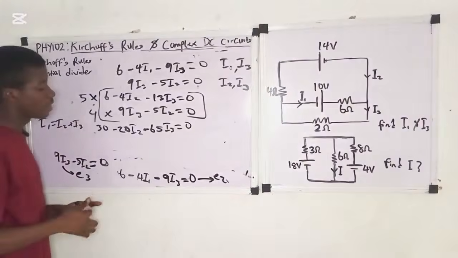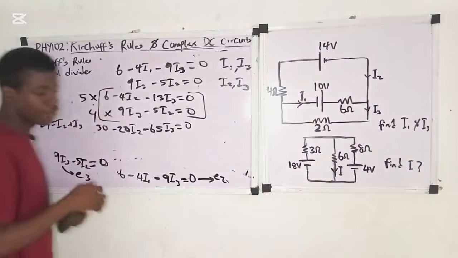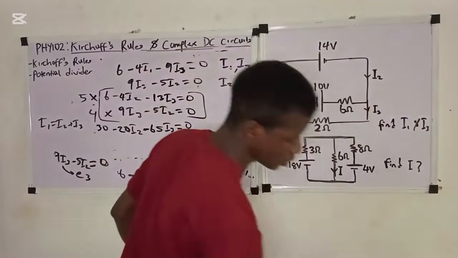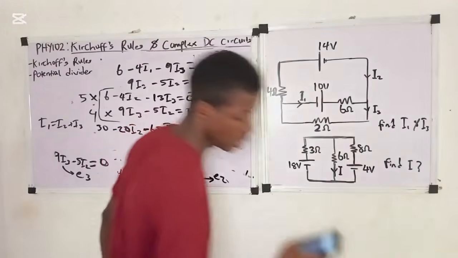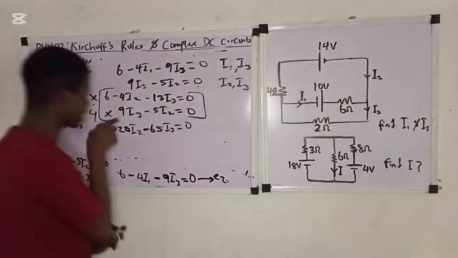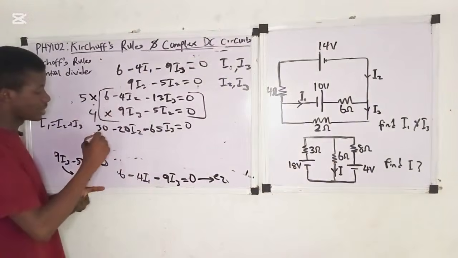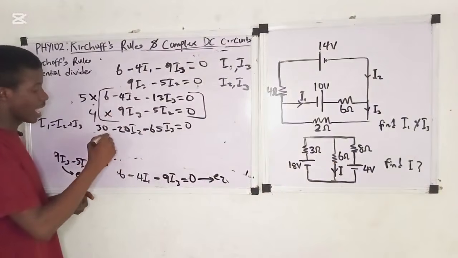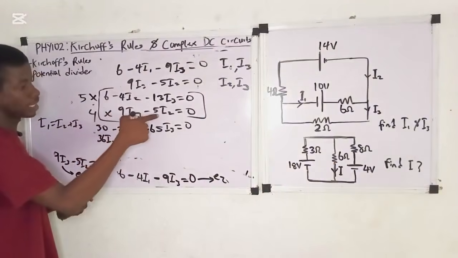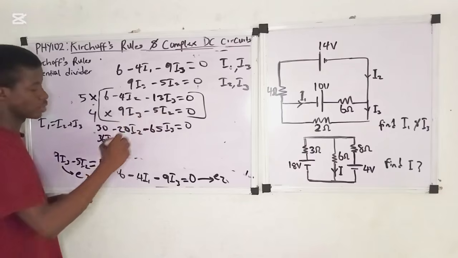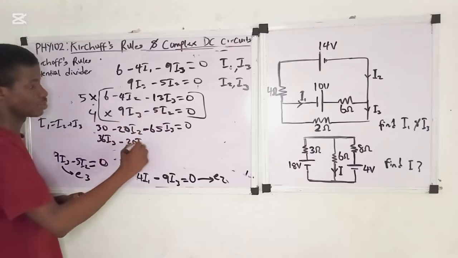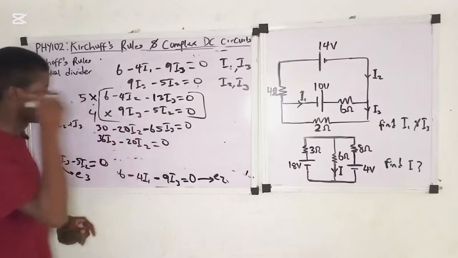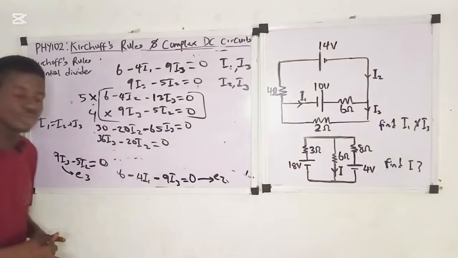Now let's go to the next equation. 4 times 9 is 36, so we get 36I3. Then 4 times minus 5I2 is minus 20I2, then equals 0. All right, so what are we going to do next?